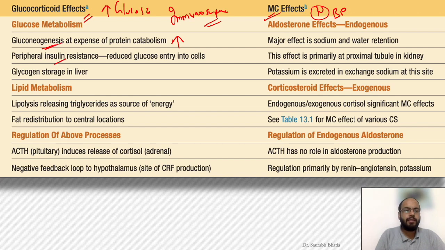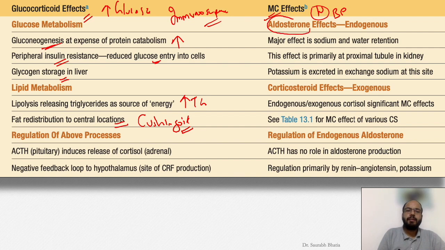Now glucocorticoid effects will lead to an increase in glucose by gluconeogenesis. Also it will start a peripheral insulin resistance. So it will inhibit the uptake of glucose from the circulation into the cells. It will reduce the glucose entry into the cells, and it will increase the glycogen storage in the liver. Clear? Additionally, it will increase triglycerides, and it will lead to fat redistribution at central locations, leading to Cushingoid facies or a Cushingoid habitus. Okay, Cushingoid body type.